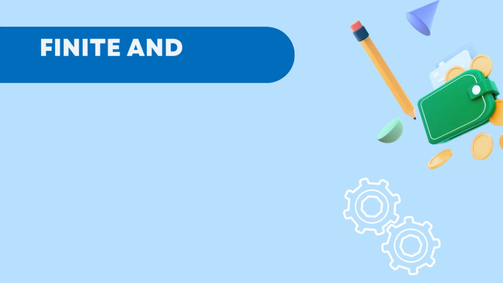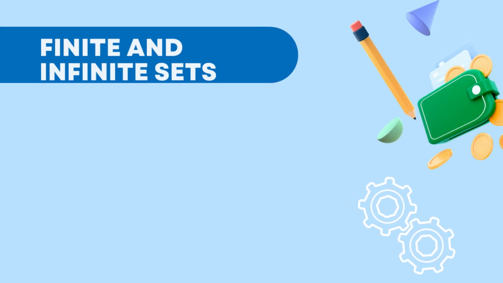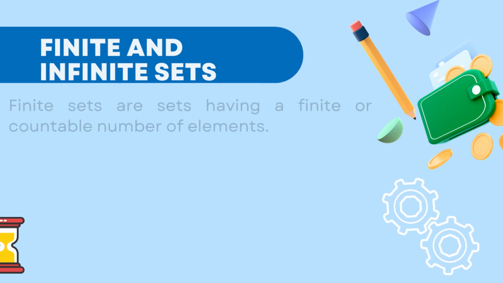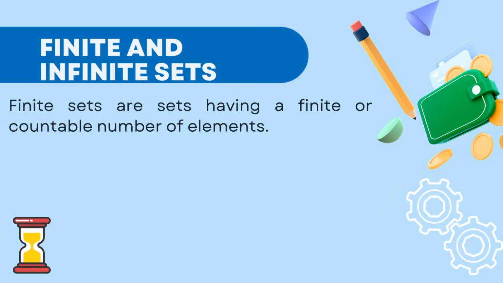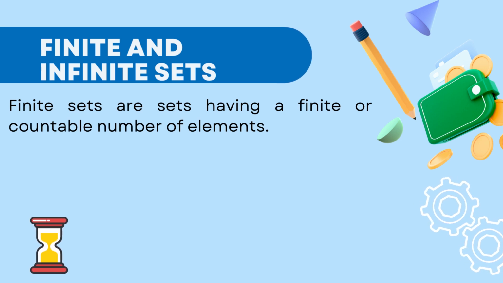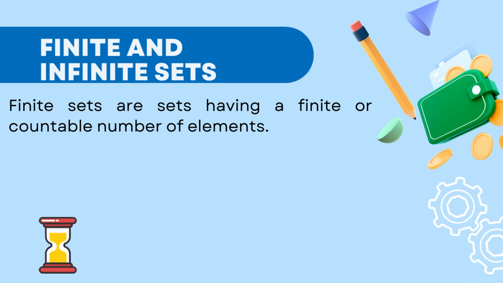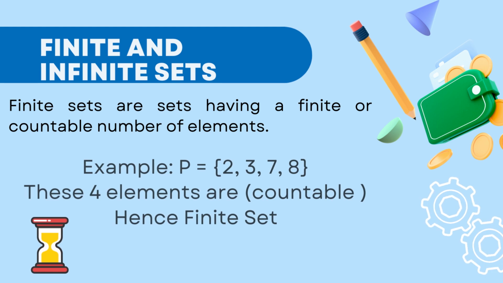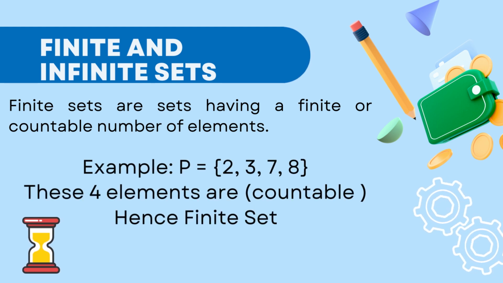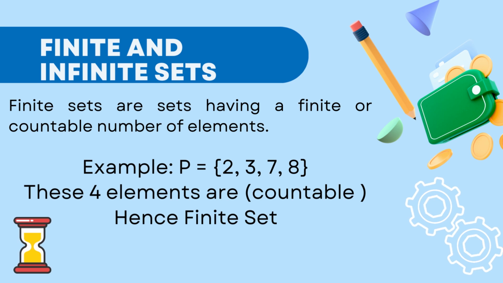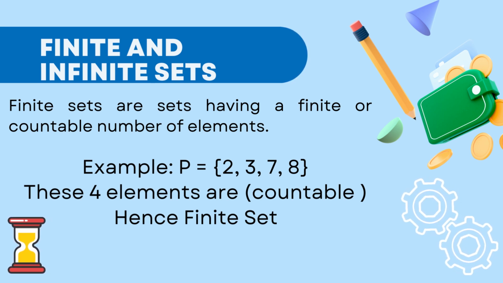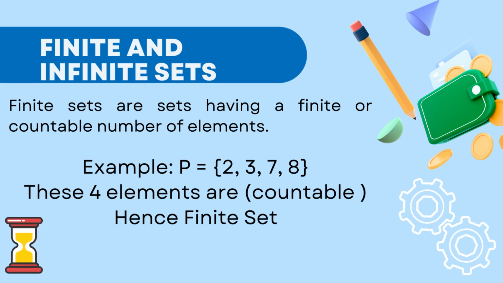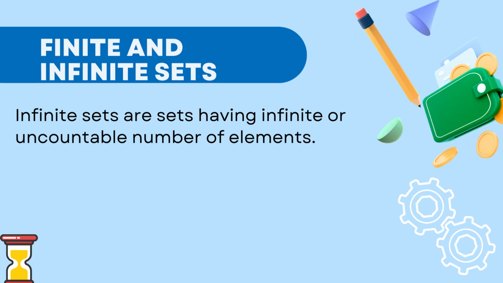Now, we're going to understand the difference between finite and infinite sets. Finite sets are basically something that is countable, something that is within your reach, something that you can really count up to. Example over here, set P has been listed with elements 2, 3, 7, and 8. These 4 elements are countable, hence it is a finite set.